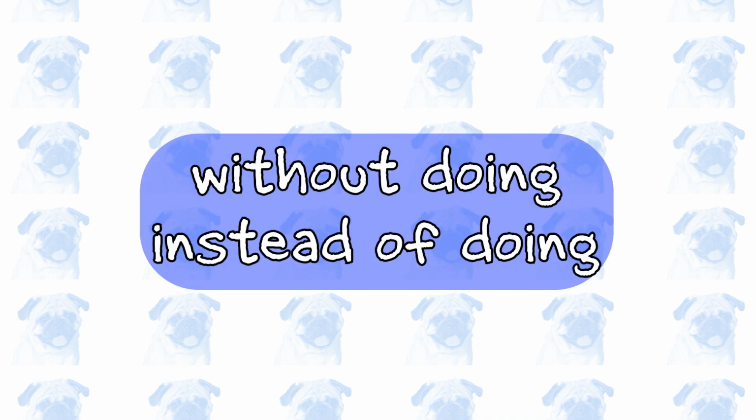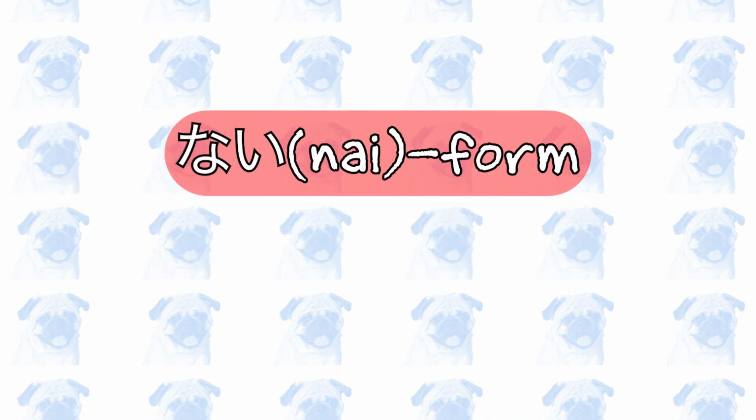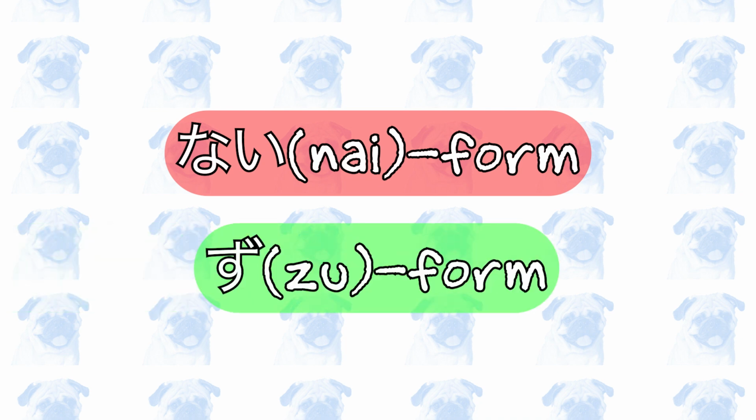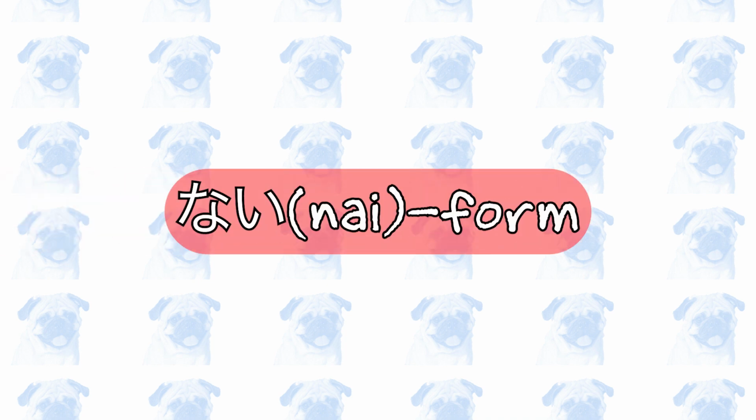In this video, you will learn two phrases for saying without doing or instead of doing in some contexts. One uses the ない form or the negative form, while the other uses the ず form, which is the old negative form that we still sometimes use in modern Japanese, but to a much lesser extent in comparison to the ない form.